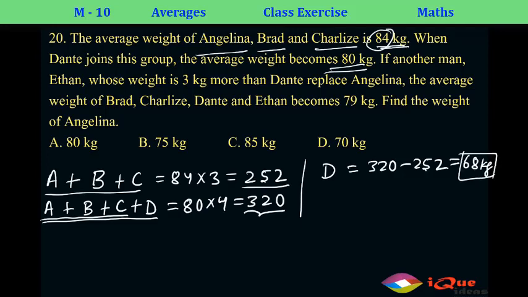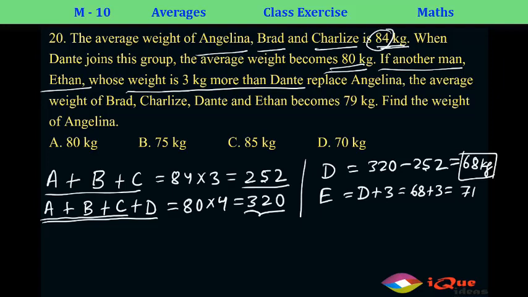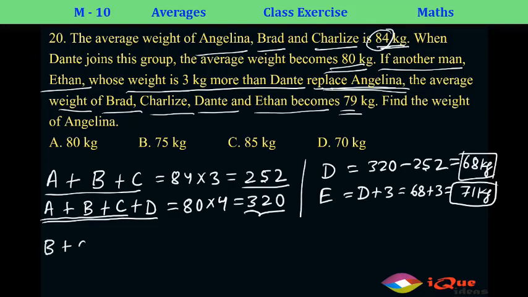Right? Then it says, another man, Ethan, let's say E, whose weight is 3 kg more than D. So E becomes D plus 3, that is 68 plus 3, which is equal to 71 kg. So now we have the weight of E also. Now the question says Ethan replaces Angelina, and the average weight of Brad, Charlize, Dante and Ethan becomes 79. So B plus C plus D plus E, with 79 as the average, the total will be 79 into 4, which is 316 kg. Alright, 79 into 4 is 316, you can calculate that.